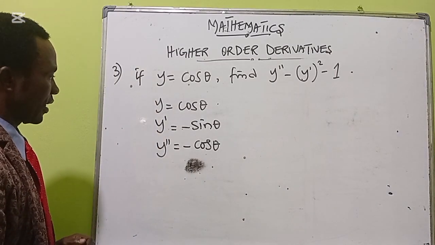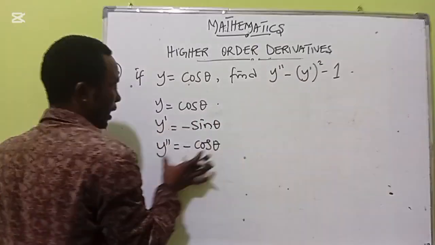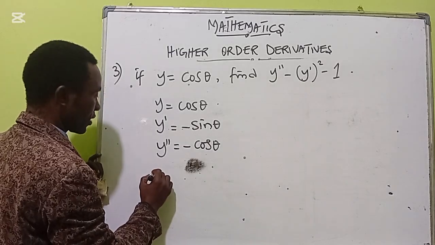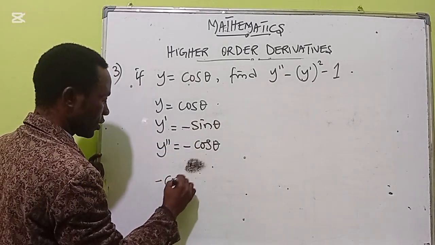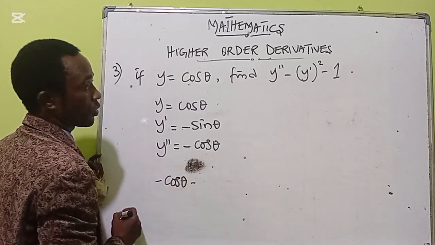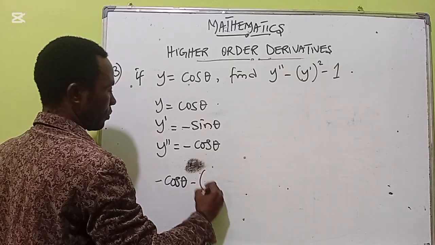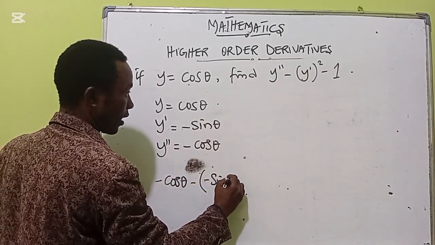Now, having taken that, we can substitute our answers for y prime and y prime prime into here. So instead of y prime prime, we put what? Minus cos theta. Then minus. What is our y prime? Our y prime is what? Minus sine theta.